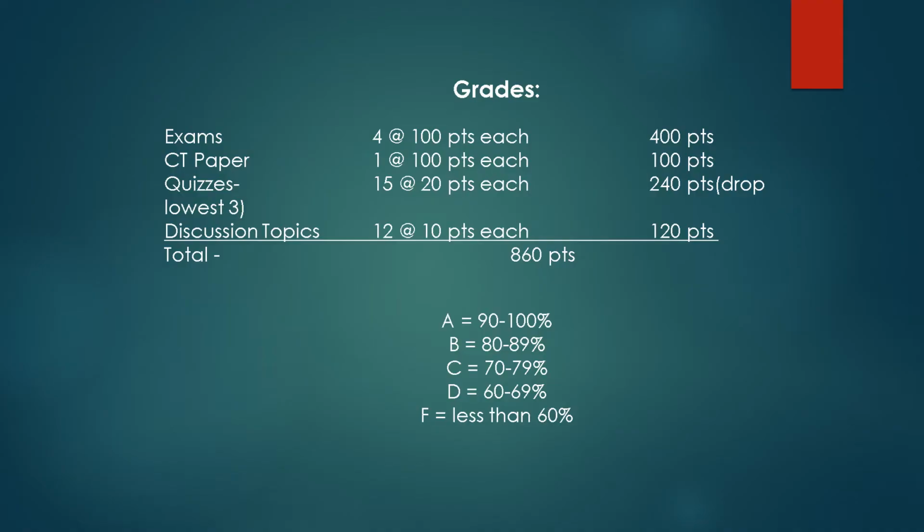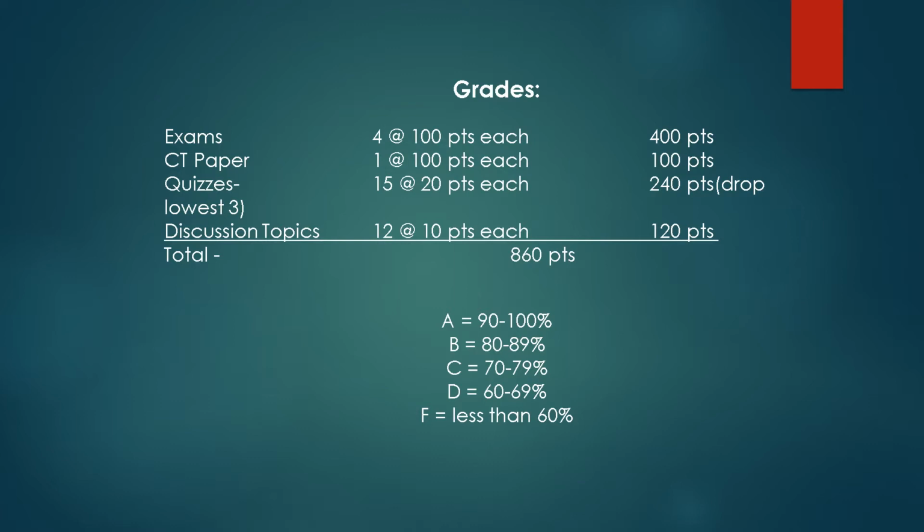The next question that usually comes up is, how do I pass this class? What sort of assignments do we have? How many points are they worth? And how do I do them? Well, we're going to take 4 exams. They're going to be 100 points each. We're going to do a critical thinking paper for the end of the semester. That's 100 points each. We're going to do chapter quizzes.